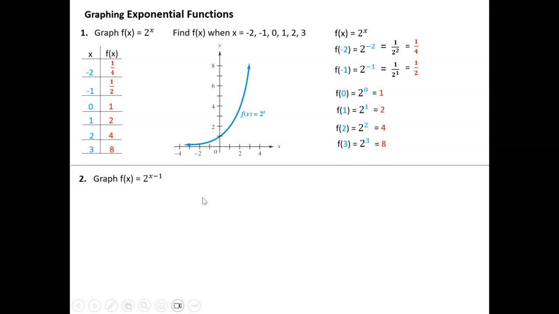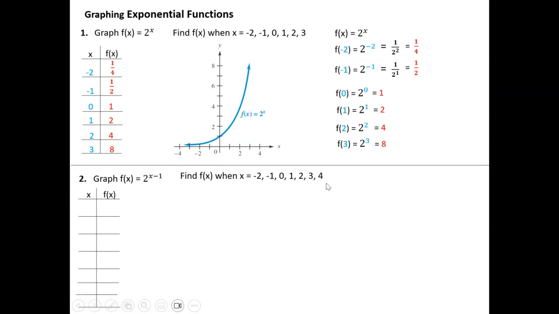Now let's graph another one. We do the same table. We're going to choose the same points, but here we're going to go all the way to 4. So when x is -2, we plug in -2 for the x's in the function. It's going to give us 2 to the -3rd power, which will give us 1/8. So when x is -2, my y value is 1/8.